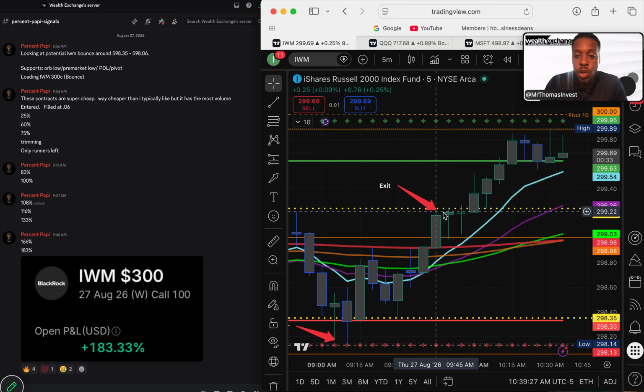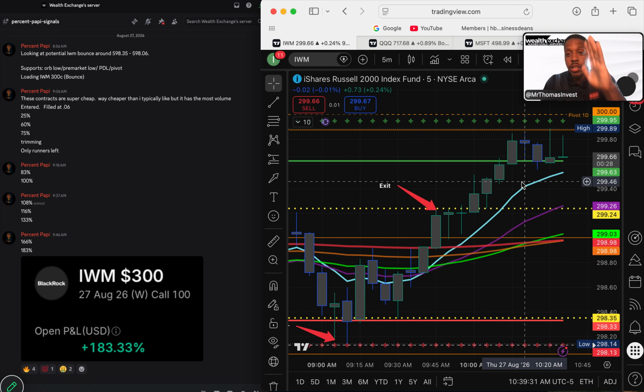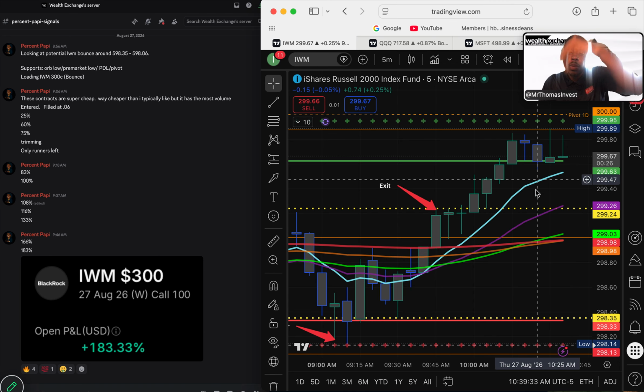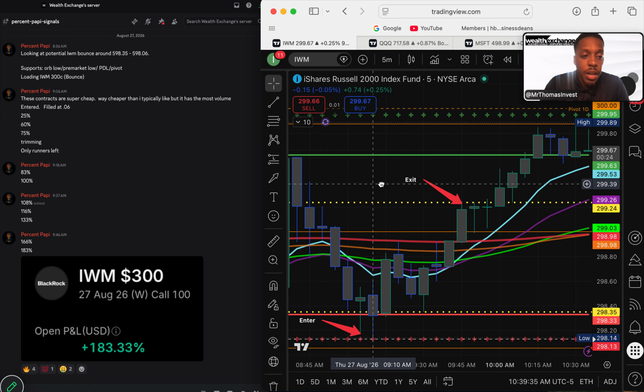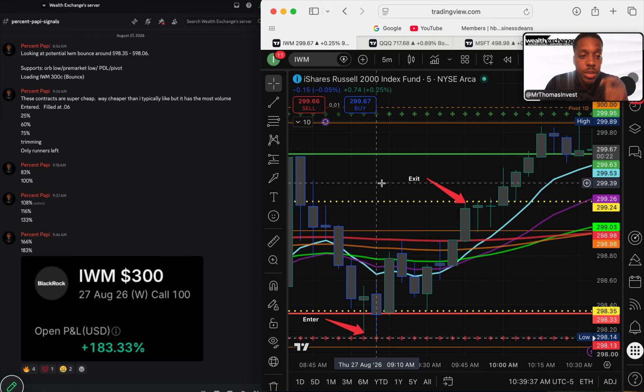And so there's no reason to get out because now it's on the opposite side of the 9. And so it's going to continue to trend upwards as long as it doesn't cross back over. So that's why we got in, got out at 83%. The trade lasted about 40 minutes or so.